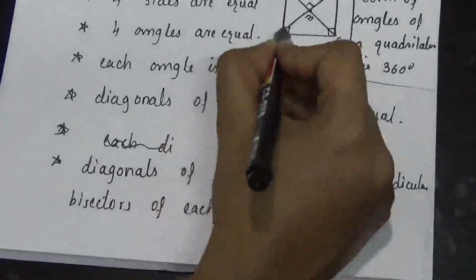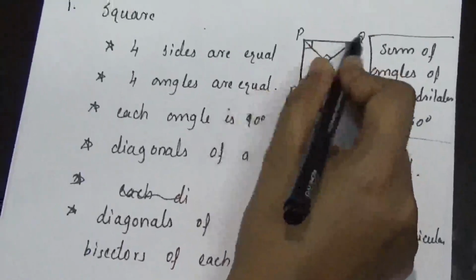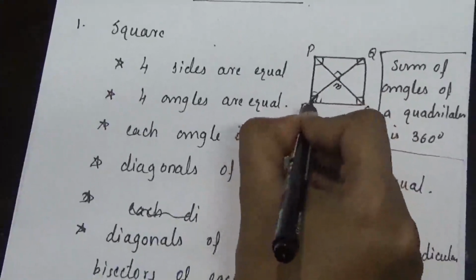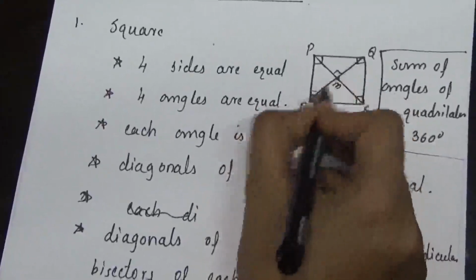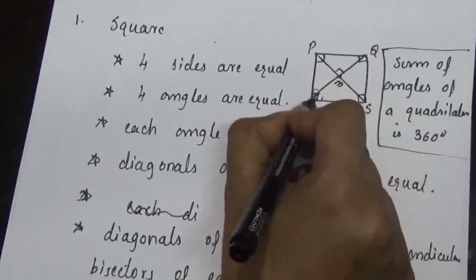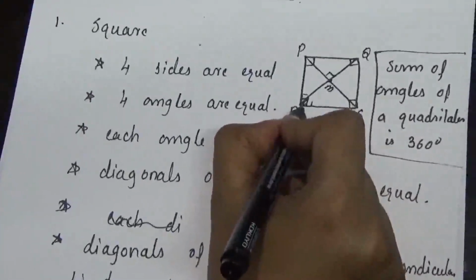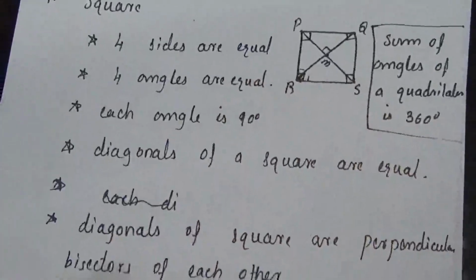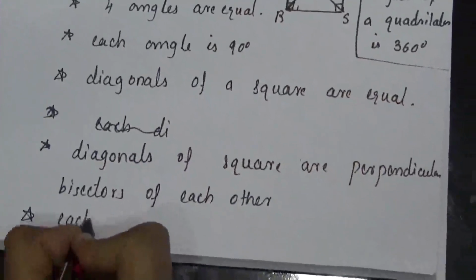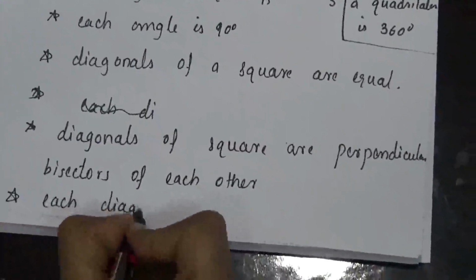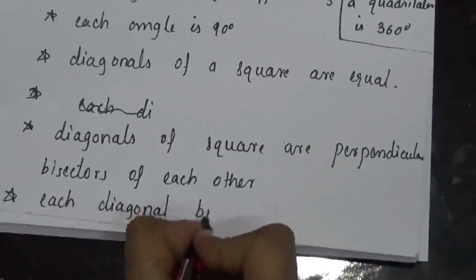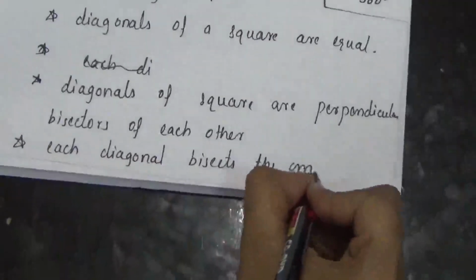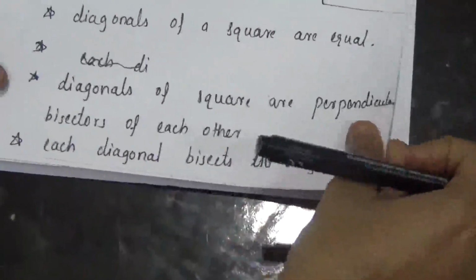Okay, and if we draw the diagonal of a square, that will bisect the angle also. So RQ is a diagonal through the vertex R. Then this diagonal RQ bisects the angle PRS. So we can write that each diagonal bisects the angle through which it passes.